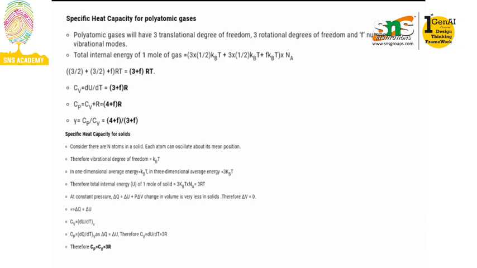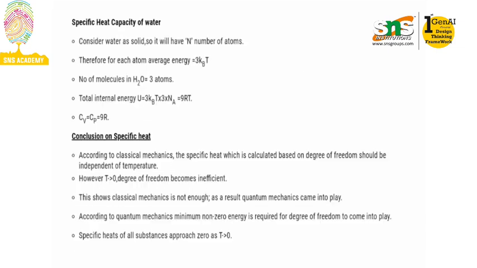And specific heat capacity of water. So consider water as a solid, so it will have N number of atoms. So therefore for each atom the average energy will be 3 kB T. The number of atoms in an H2O molecule is 3. So total energy will be U = 3 kB T × 3 NA, which is equal to 9 RT. So Cv is equal to Cp is equal to 9R.